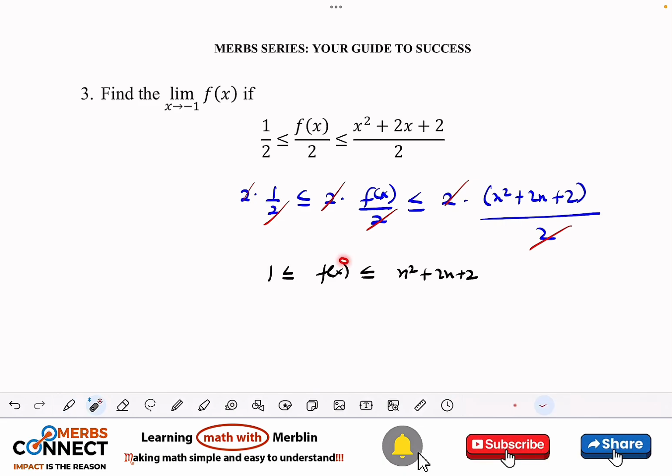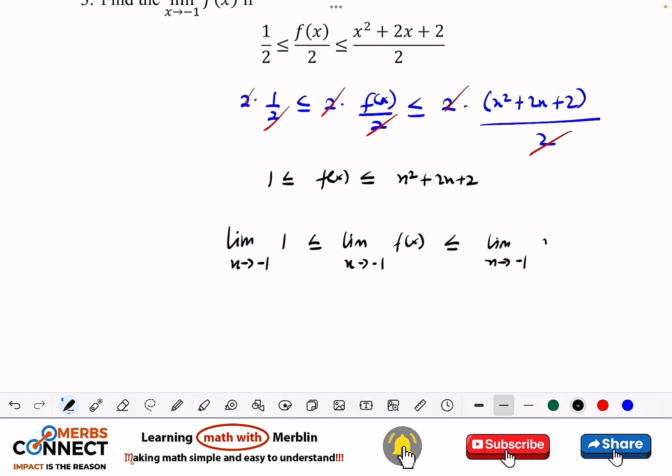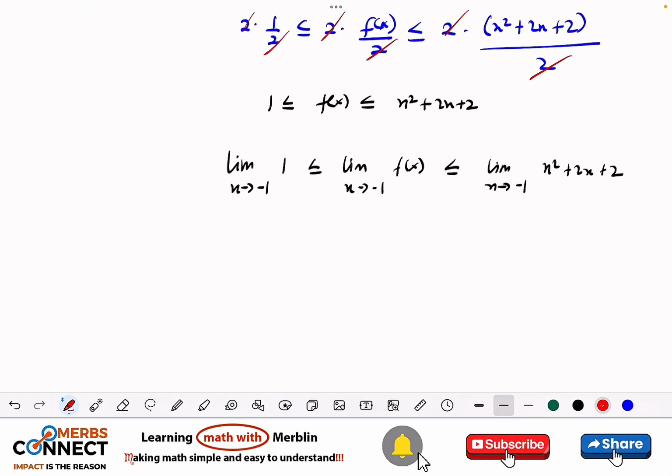So now we can see that the one in the middle is basically what is here. So now we can take the limit as x is approaching minus 1. So the limit as x is approaching minus 1 of 1 is less than the limit as x is approaching minus 1 of f of x, which is less than the limit as x is approaching minus 1 of x squared plus 2x plus 2. Now the limit of a constant is the constant, and in the middle we are going to have the same thing there, less than or equal to.